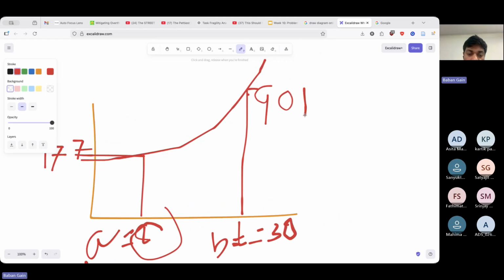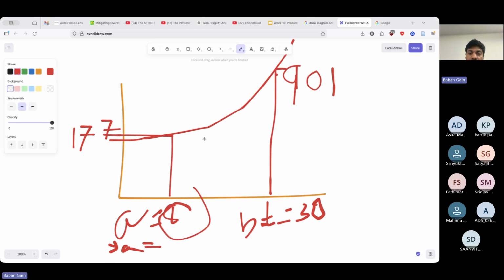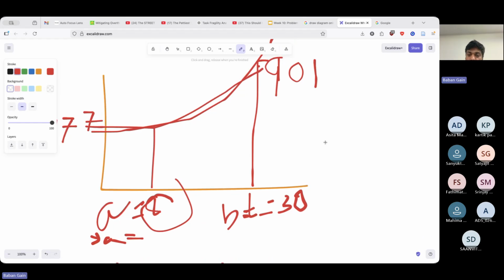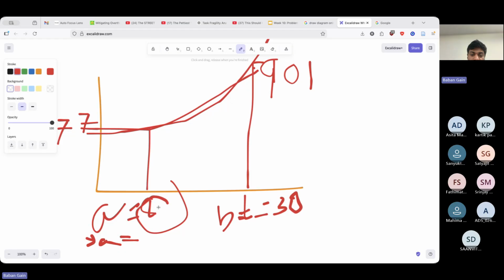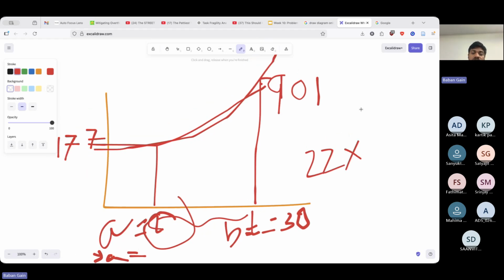Obviously, they are not to scale. So the question is, what is the area of this? At first, you have to calculate this length, which is 22, because 30 minus 8 is 22, multiplied by 901 plus 177.